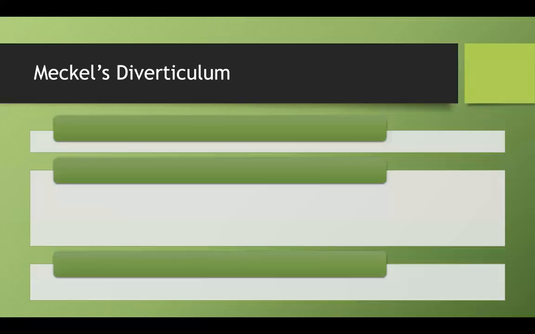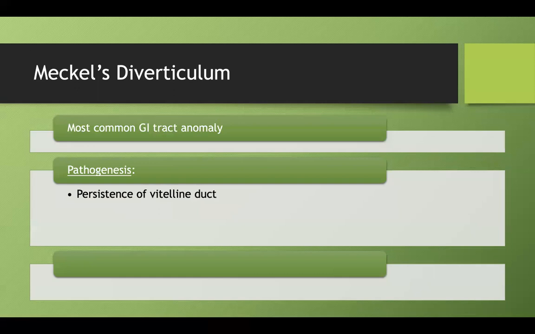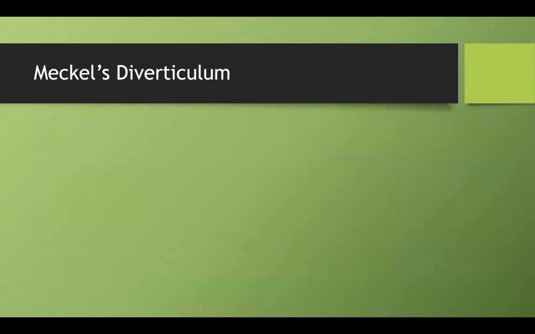Let's start with Meckel's diverticulum. This is the most common GI tract abnormality, happens in about 2% of the population. And how it works is that you have something called persistence of the vitelline duct. The vitelline duct, which I'll show you a picture of in a second, connects our embryologic midgut to the yolk sac. So what does that look like?